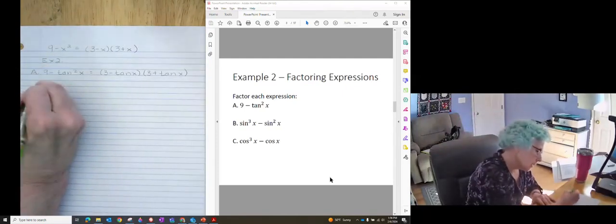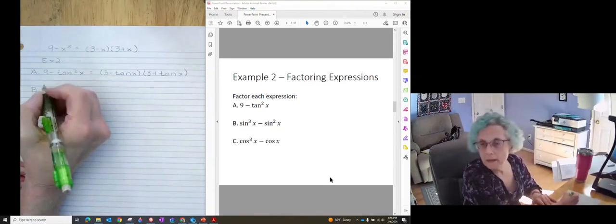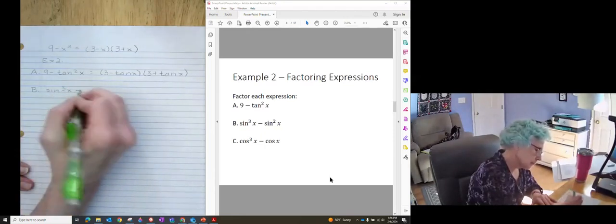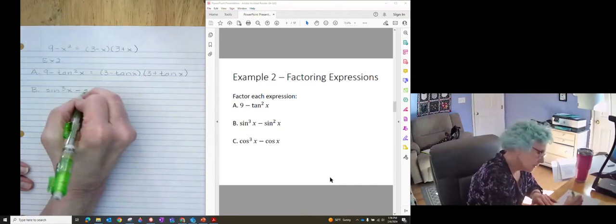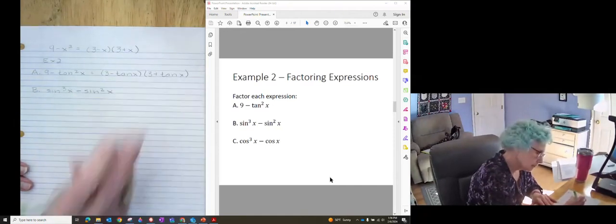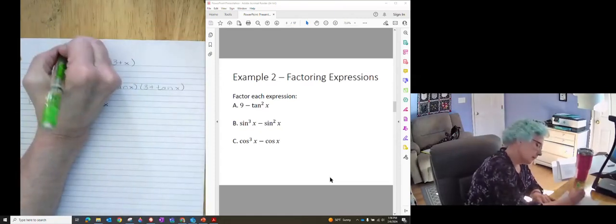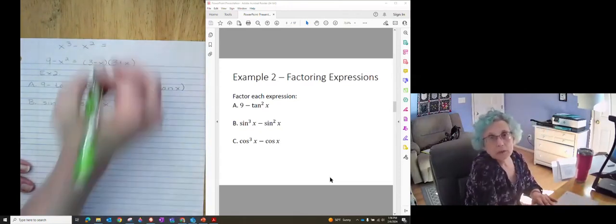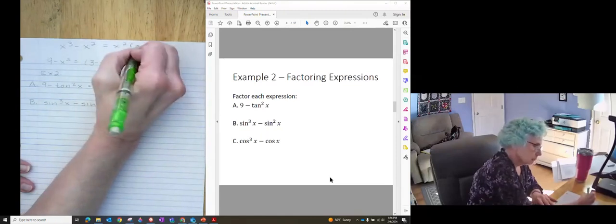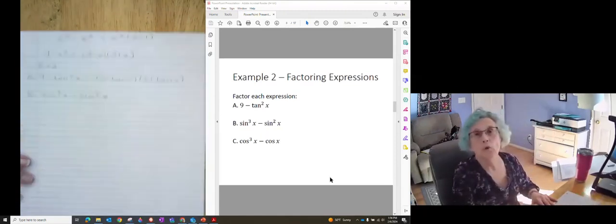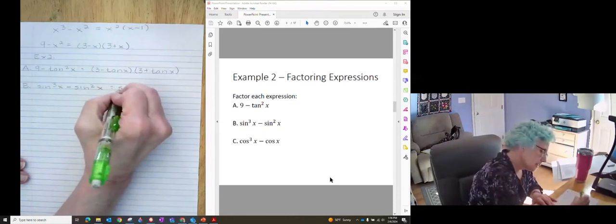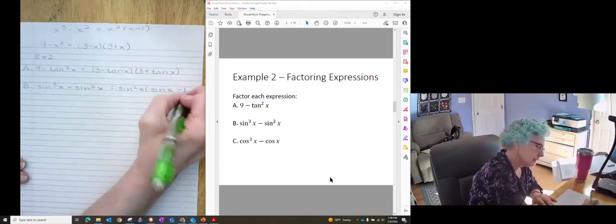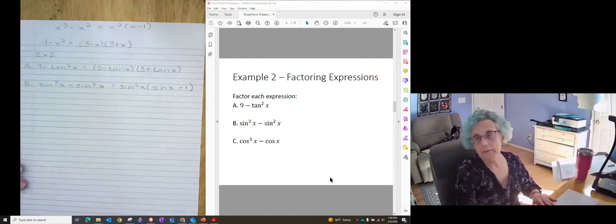That's part A. Part B, I have sine cubed of x minus sine squared of x. Well, if we had x cubed minus x squared, we would know we could factor x squared out. Works the same with sine. So this is sine squared of x times the sine of x minus 1.